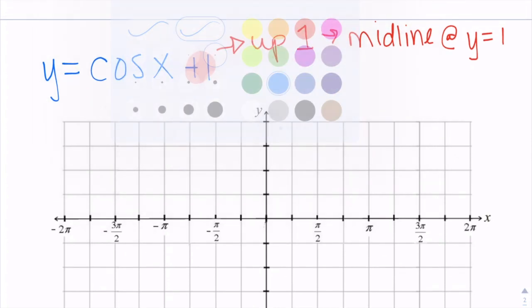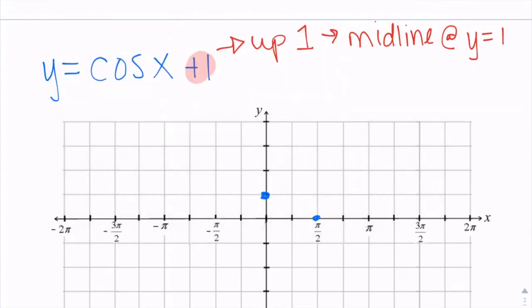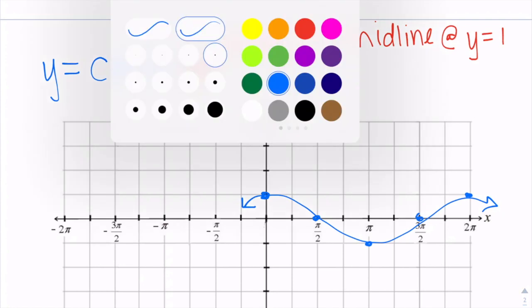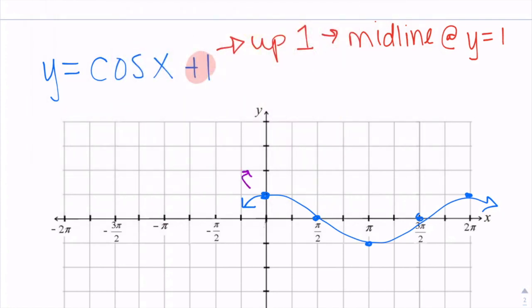If we graph our parent function really quick, just so we can use it to transform everything, we're going to move all of our points now up 1. And if you look at this now, your midline is up here at y equals 1.